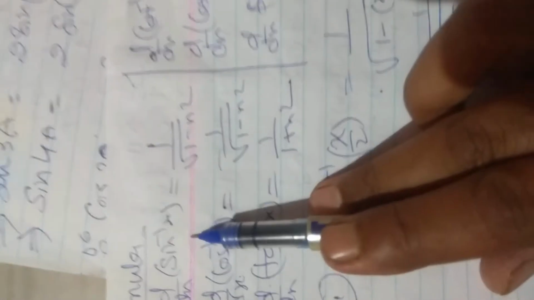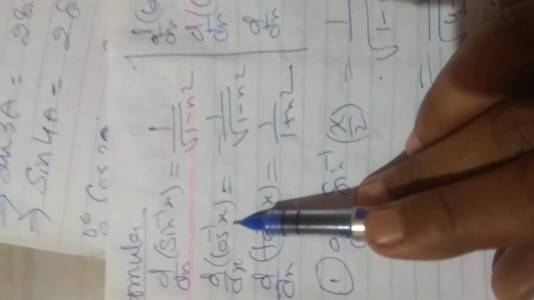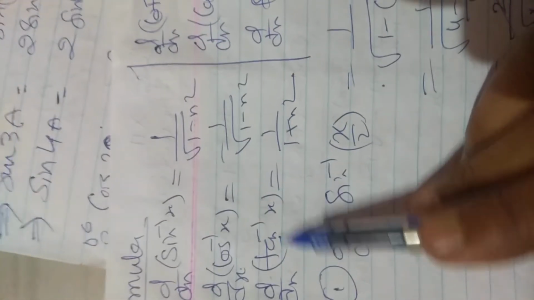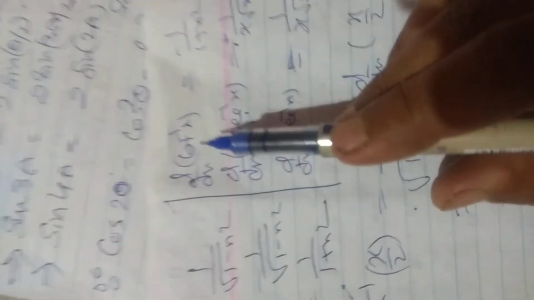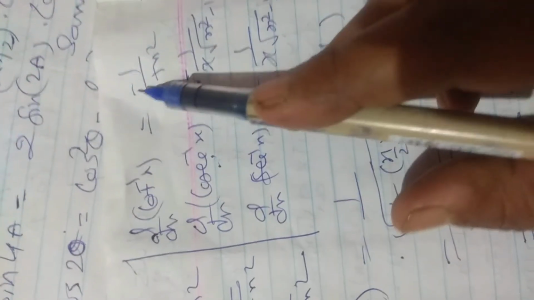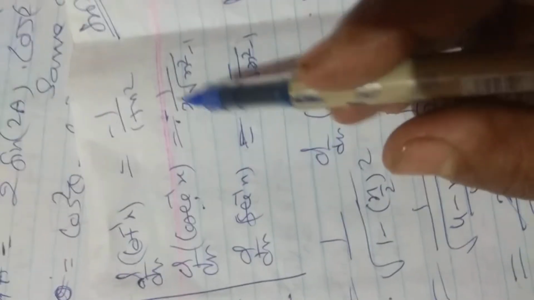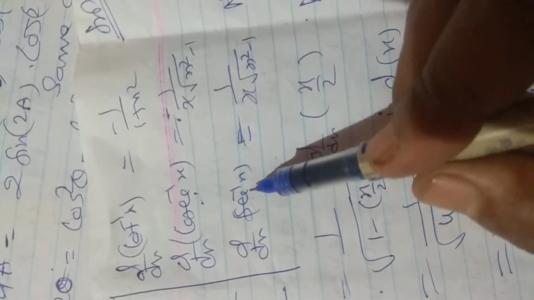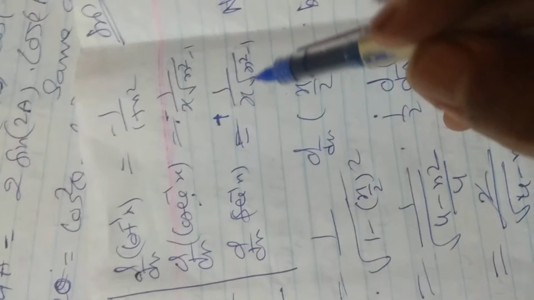Now the first formula: the derivative of sin inverse x is 1 upon root 1 minus x square. Second, dy/dx of cos inverse x is minus 1 upon root 1 minus x square. Third, the derivative of tan inverse x is 1 upon 1 plus x square, without the square root. Fourth, dy/dx of cot inverse x is minus 1 upon 1 plus x square. The derivative of cosec inverse x is minus 1 upon x root x square minus 1. And dy/dx of sec inverse x is the same with a positive value, 1 upon x root x square minus 1.